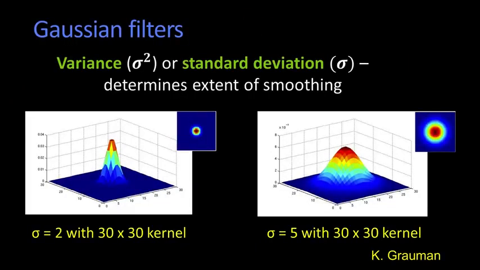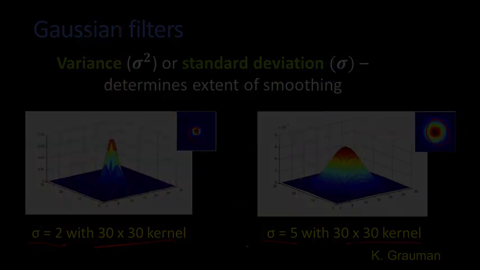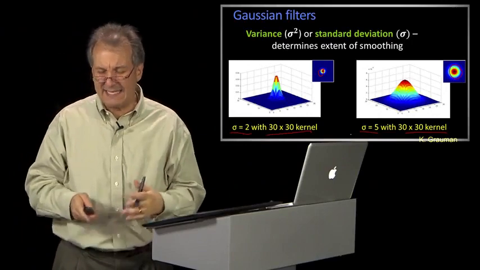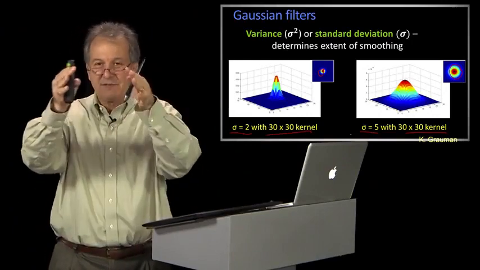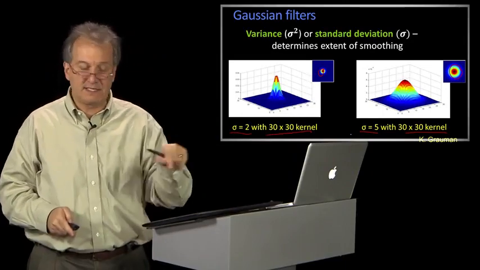In Gaussian filters, we talk about the variance, sigma squared, or the standard deviation of sigma, and that's the amount of smoothing. So these two filters are the same size. They're both 30 by 30s, but the sigma inside one of them is 2. The sigma inside the other one is 5. So the 5 has a larger sigma. Now, sometimes we'll make a mistake and say it's a larger kernel. When we say larger, what we're actually talking about is the size of the sigma inside. And we can distinguish that.